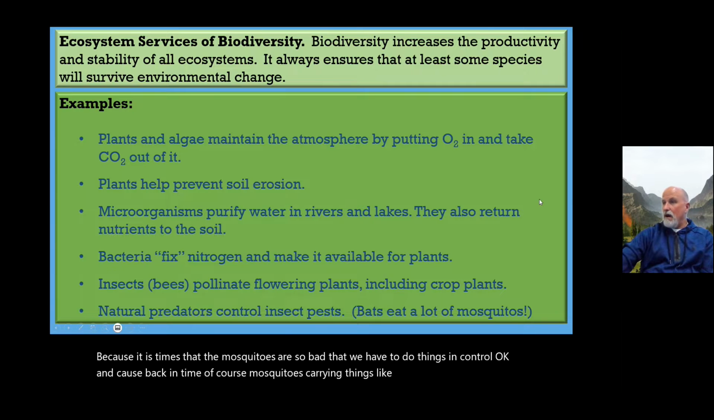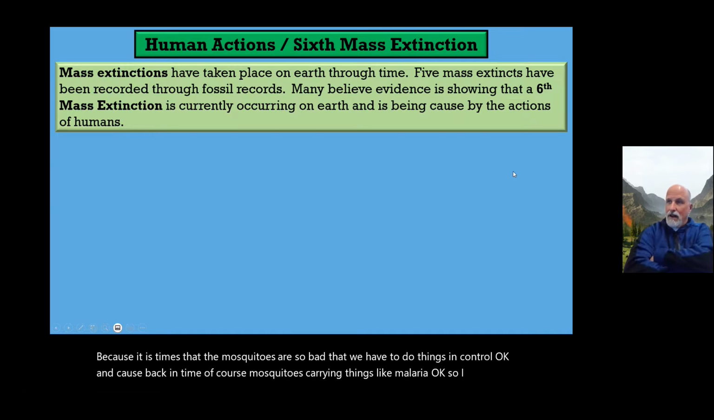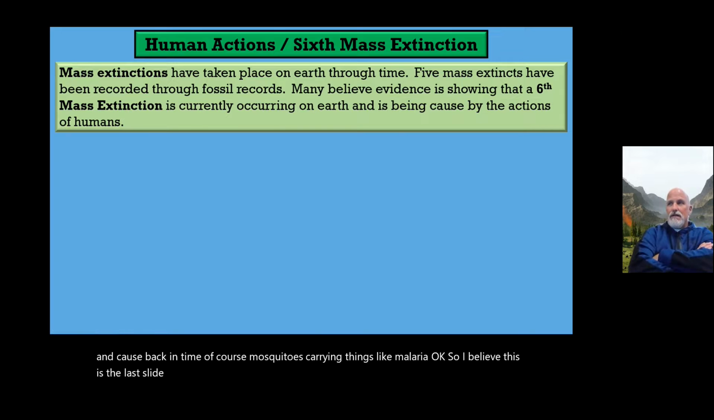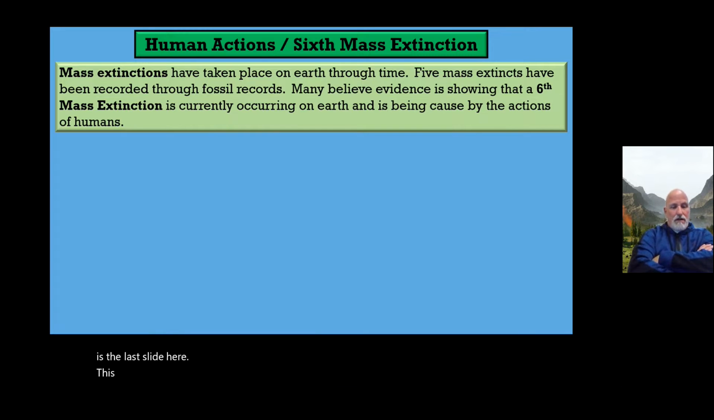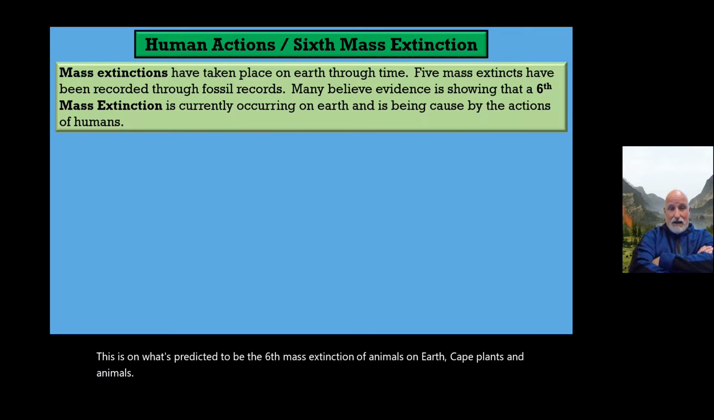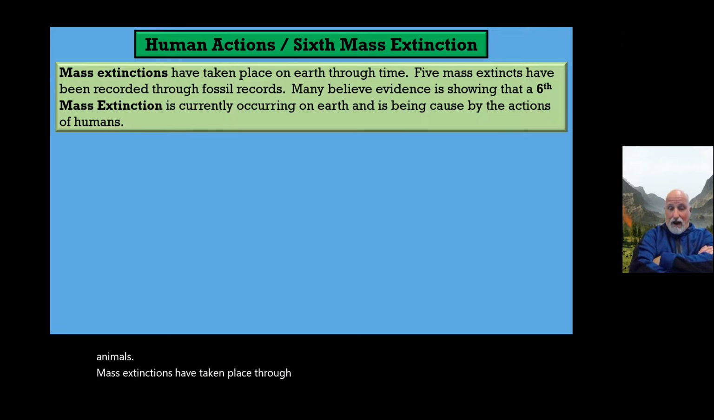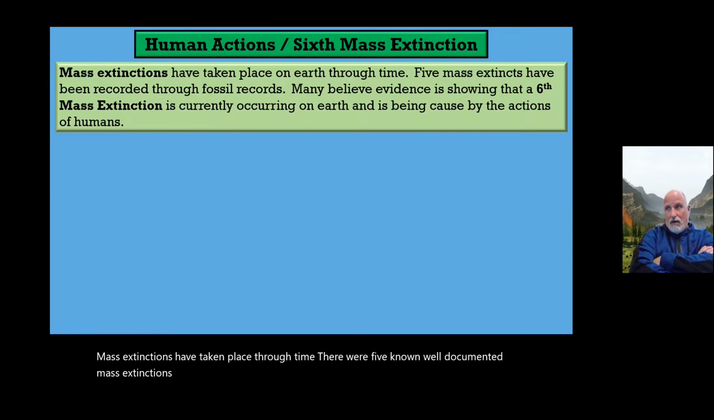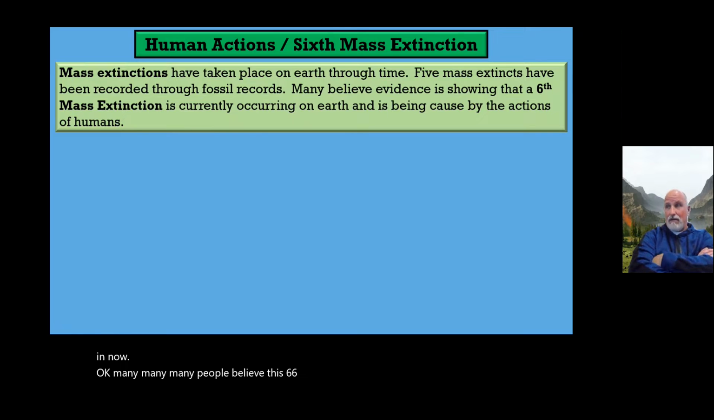Okay, so I believe this is the last slide here. This is on what's predicted to be the 6th mass extinction of animals on Earth. Okay, plants and animals. Mass extinctions have taken place through time. There were 5 known, well-documented mass extinctions through the dinosaur era and all the way up to the Cenozoic era that we're in now. Okay, many people believe this 6th mass extinction is taking place now.